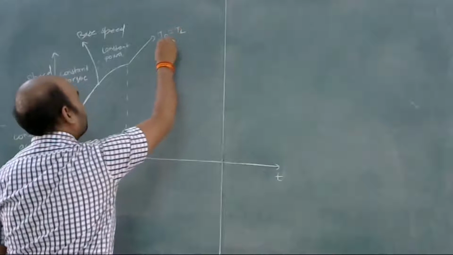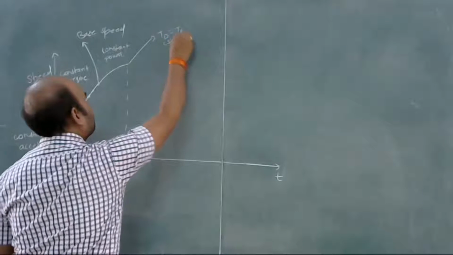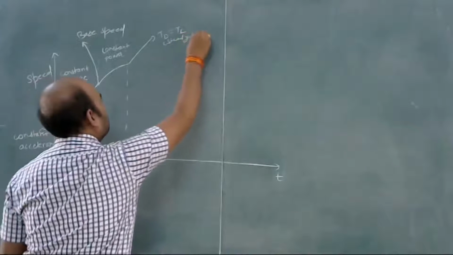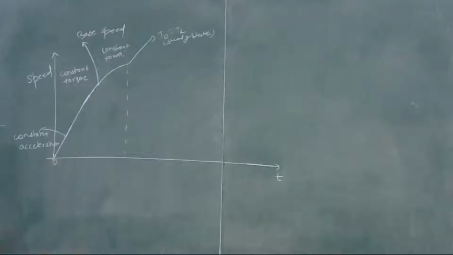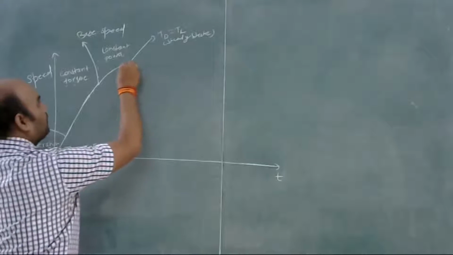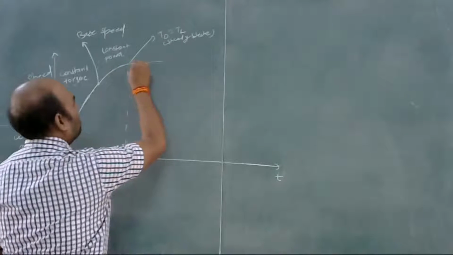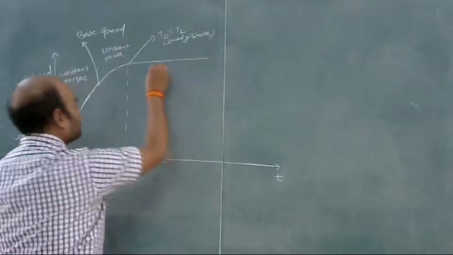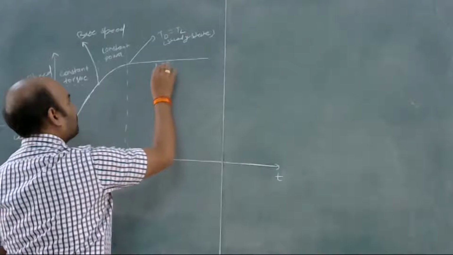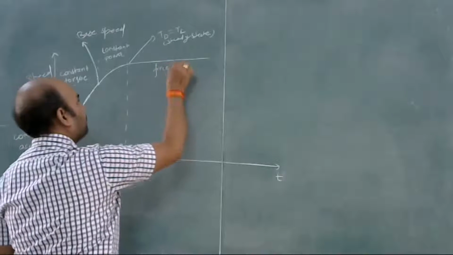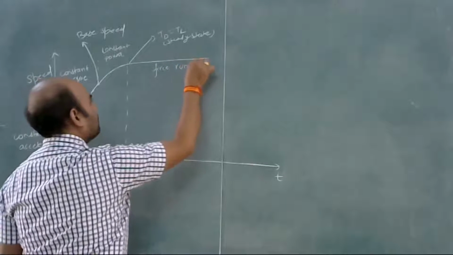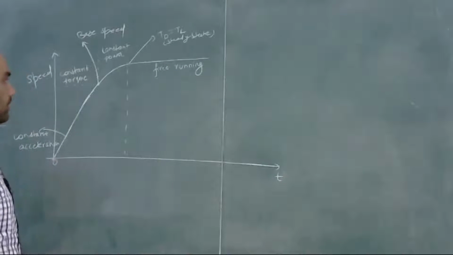Okay. Then after that, here drive torque will be equal to load. Okay. So this is steady state. The steady state is achieved, and then this will continue like this. Okay. So this is free running of the traction.